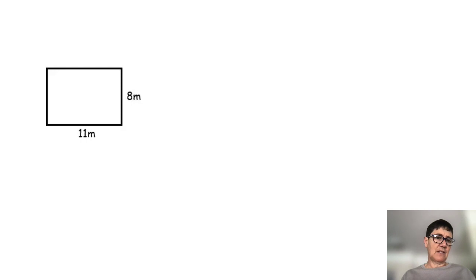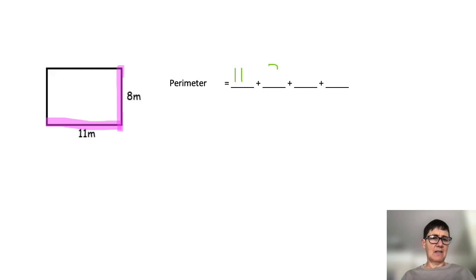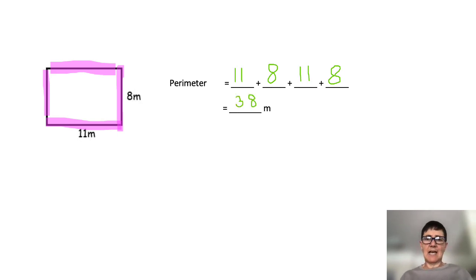If I had this rectangle here, I'm going to go 11 plus that 8. Now, because it's a rectangle, I know this side and this side are the same. So it's plus another 11, and that last side is an 8. So 11 plus 8 plus 11 plus 8 is 38. Nothing hard, nothing new.